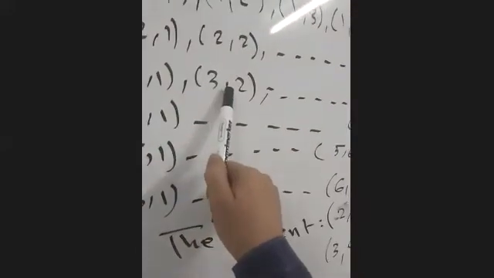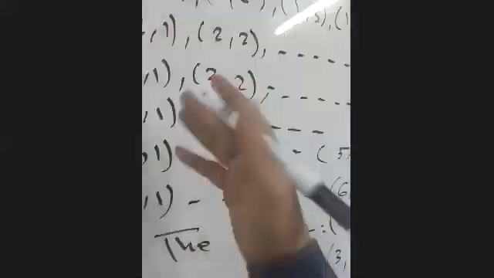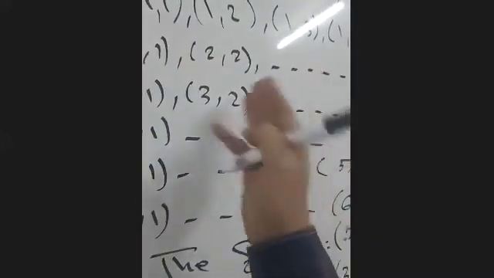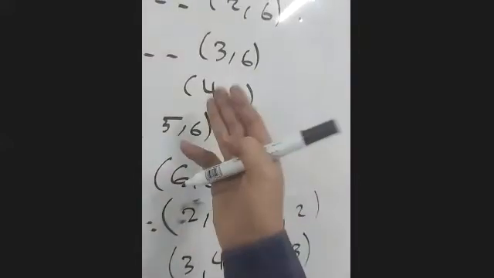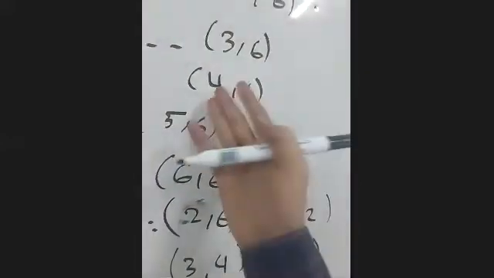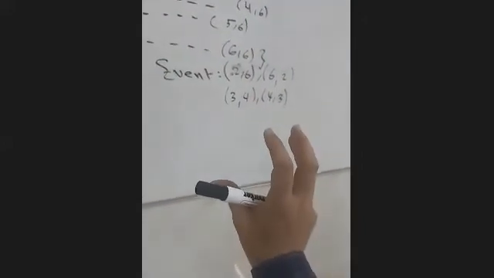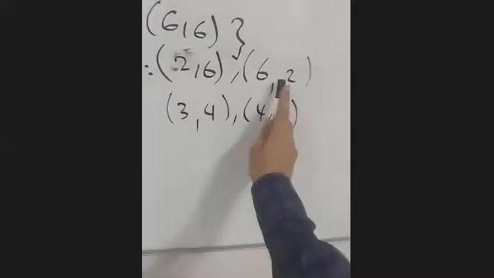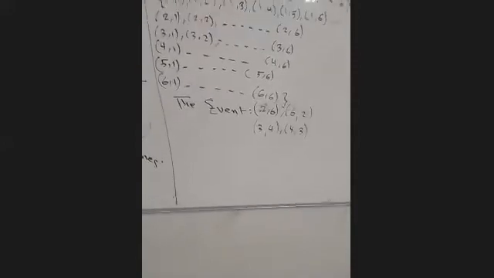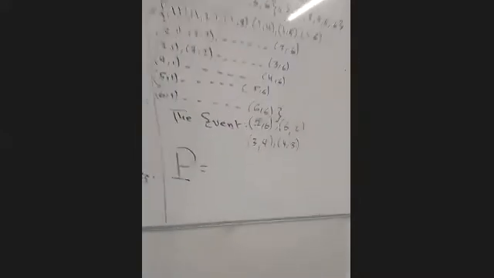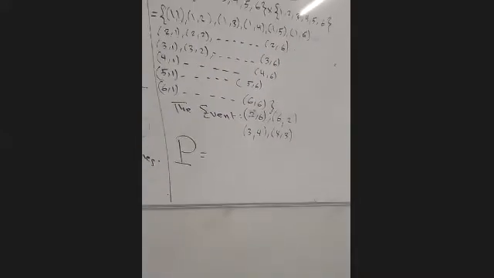But can I choose 3 with 2? No, because the product means to multiply. The product here is 6. Can I choose 2 with 2? No, the product is 4. Can I choose 4 with 6? No, the product is 24. The question determined the product to be what? 12. Here, 12, 12, 12, 12, right? Yes. Now we are ready to find the probability. What is the probability, Mr.?